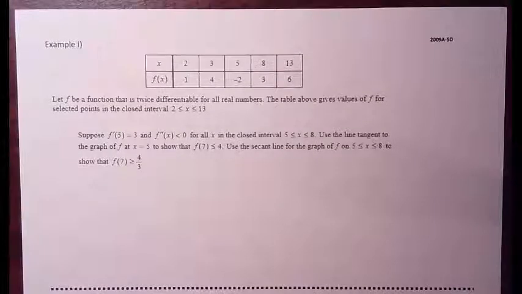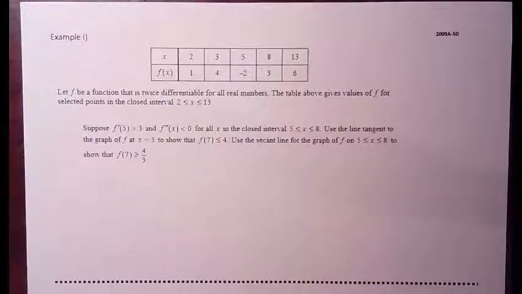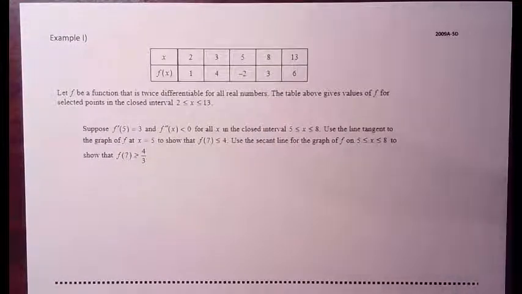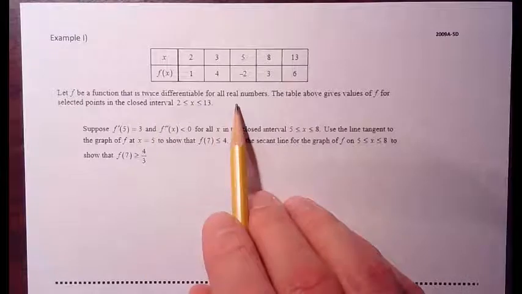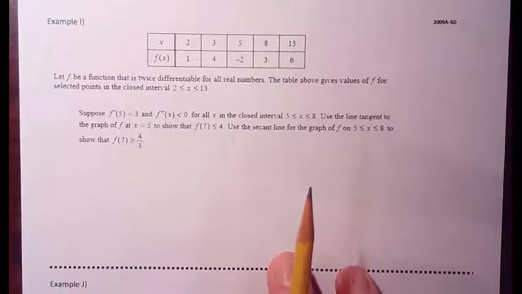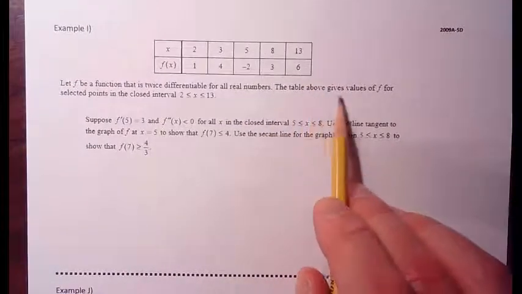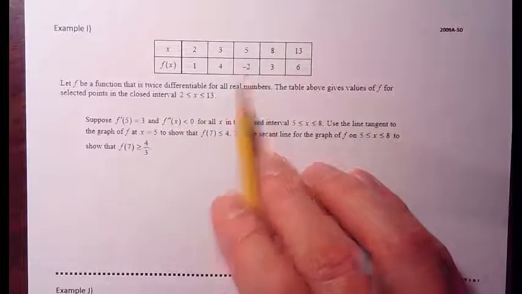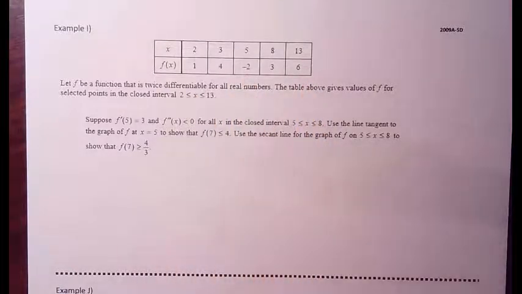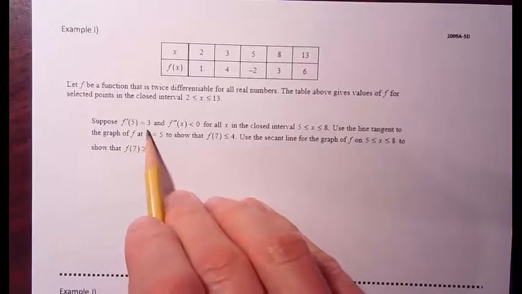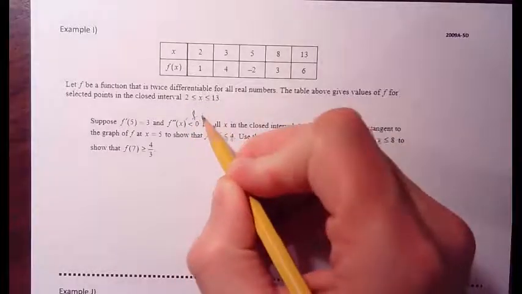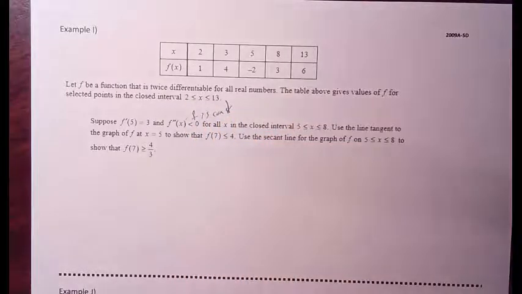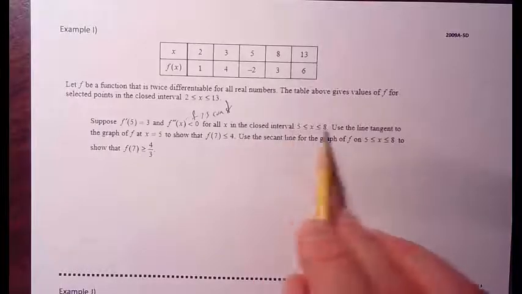So here we're going to look at an old AP question that deals with at least part of this concept, a couple of them. We've got a graph here. It says f is twice differentiable, which just means that f prime is defined and f double prime is defined at all x. It says the table above shows certain values of f on the interval 2 to 13. Now what they're telling us here, f prime of 5 is 3, f double prime is negative. So we know that f is concave down. That's what that means. Everywhere, at least from 5 to 8.